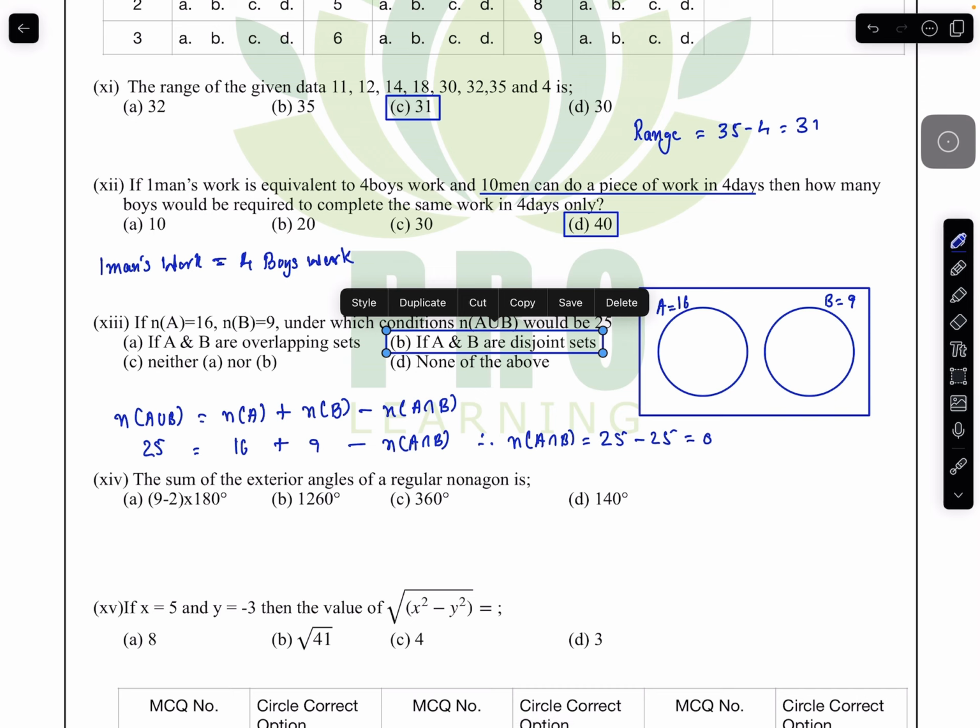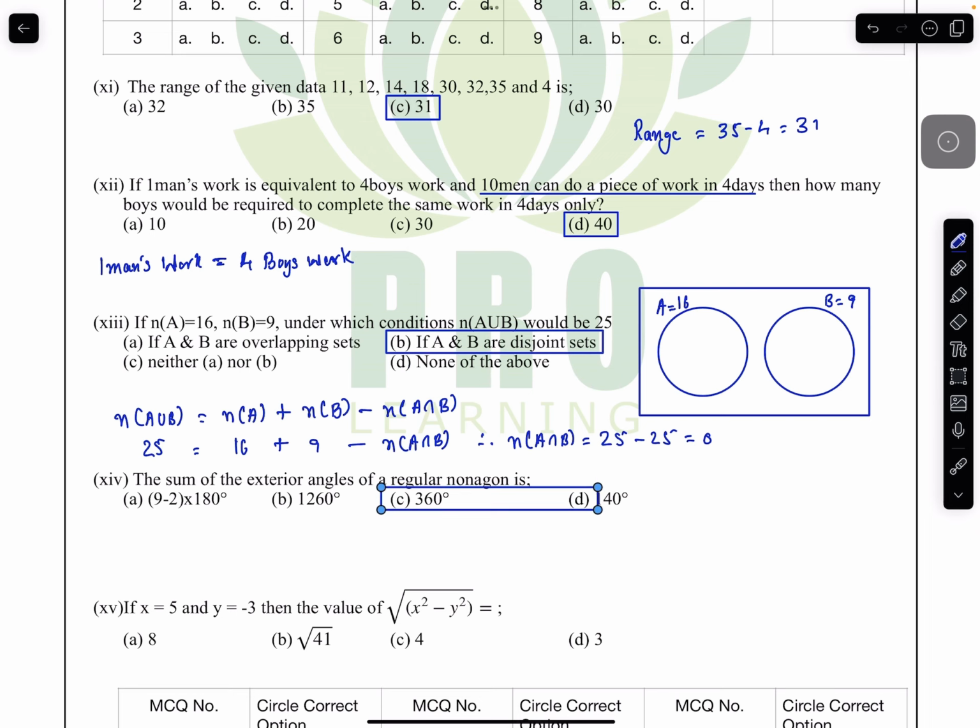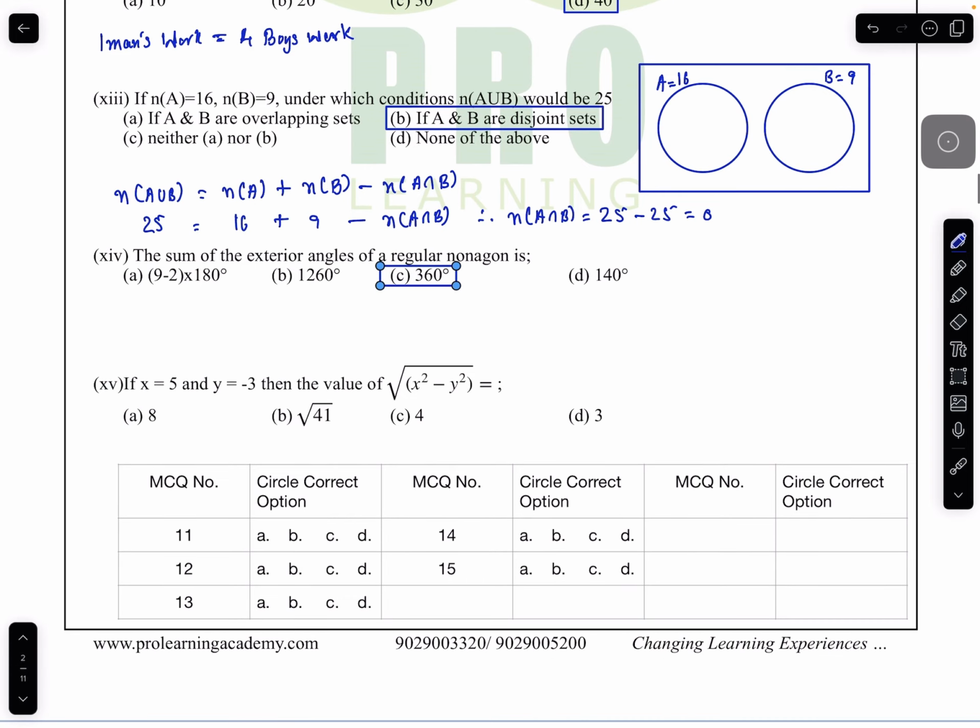Here the question says, the 14th one, the sum of the exterior angles of a regular nonagon. Let there be n number of sides. n could be 3, n could be 30, n could be any number. For any polygon, whether it is regular or not, the sum of the exterior angles is always going to be 360 degrees. So here the only correct answer was 360 degrees.